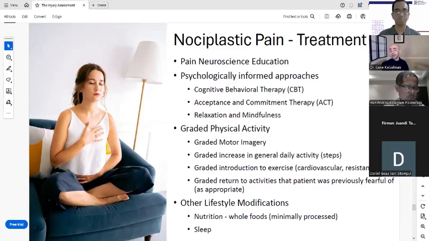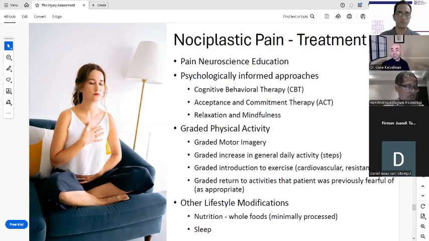All right, and then finally, very, very, very important that cannot be underemphasized are other lifestyle modifications. So nutrition and sleep. These nociplastic pain patients absolutely need assistance with improving their nutrition and their sleep, or at least seeing whether or not they need to improve their nutrition or their sleep. So with nutrition, whole foods, minimally processed foods are what you are trying to accomplish, and improving their sleep to be more than 7 hours per night. Again, this isn't easy, but it is a priority.